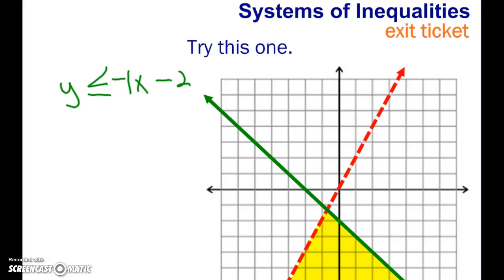The shading is underneath it as well. So that's why it's just less than. It goes through the origin, so that's plus 0, or we don't put anything. It's got a slope of 2. So it would be that. Hopefully that's what you've got.